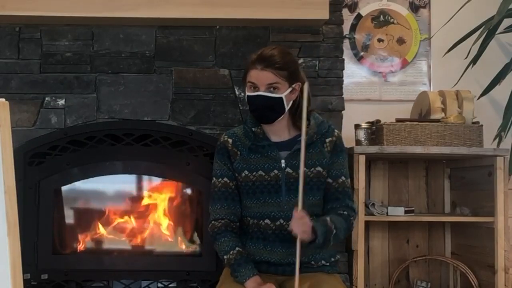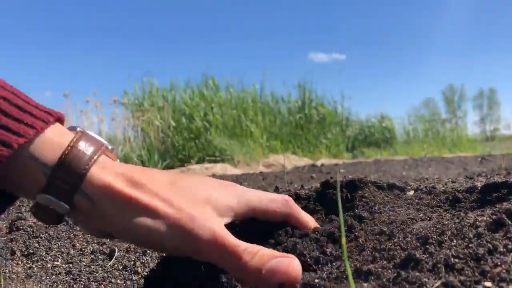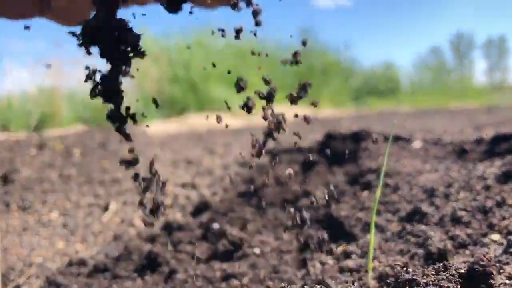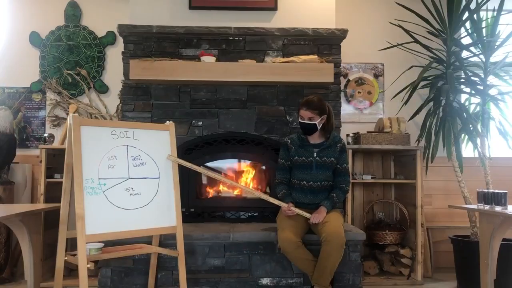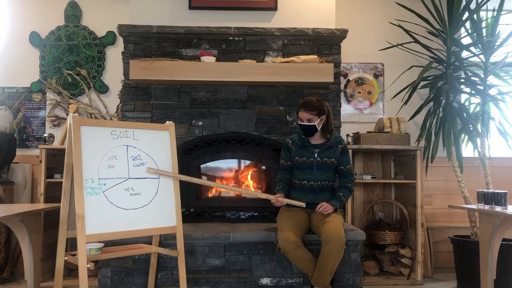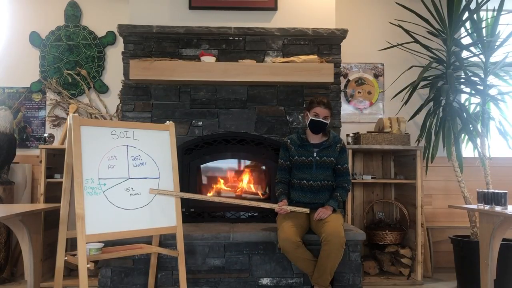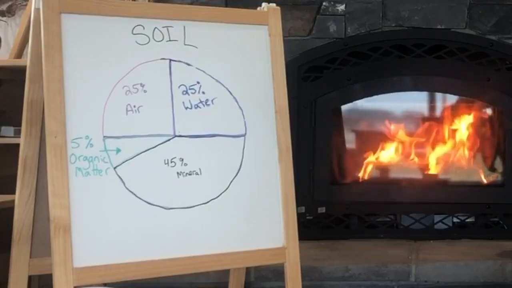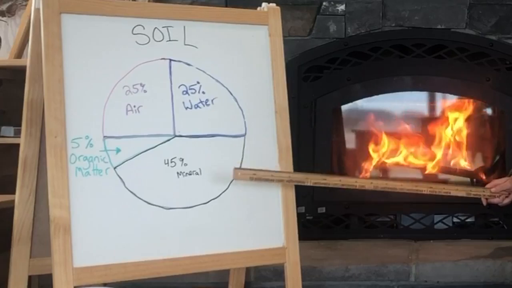Soil is dirt, but dirt is kind of a dirty word for soil. So soil in your backyard or at the park contains 4 different things: air, water, minerals or rocks, and organic matter. Healthy soil will have about these proportions.